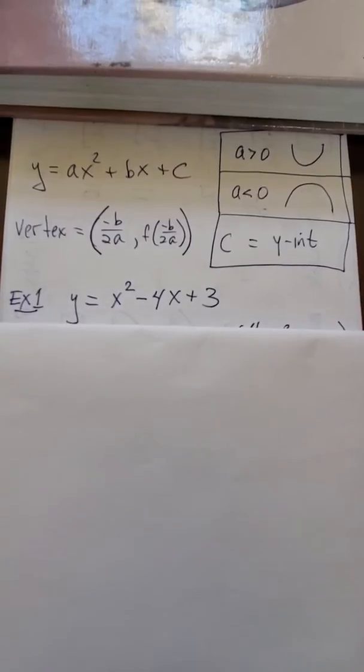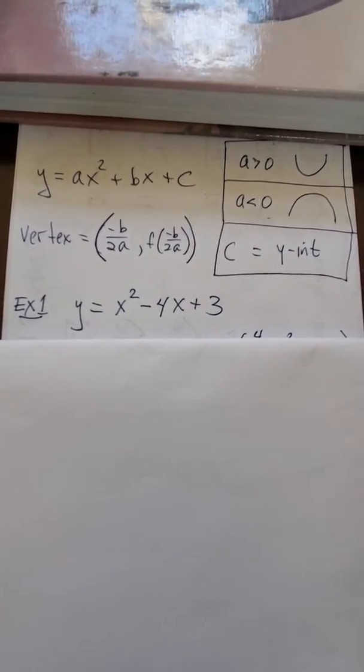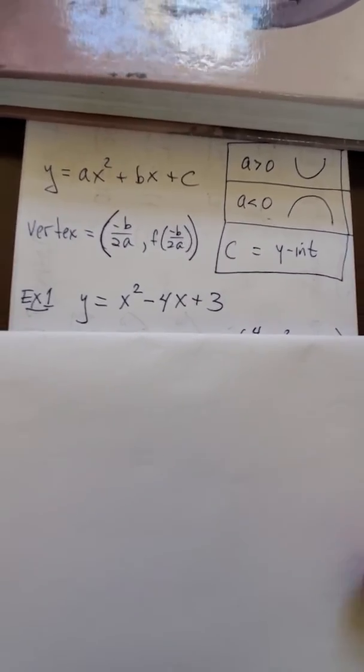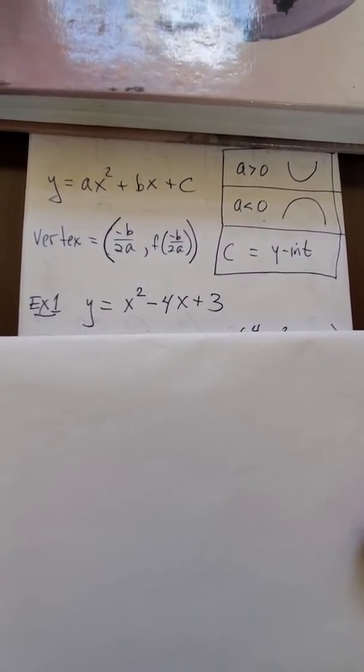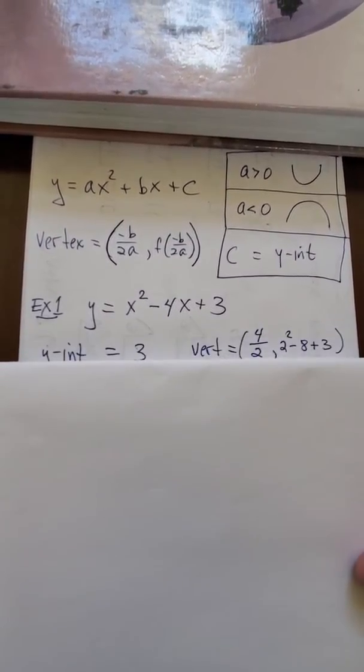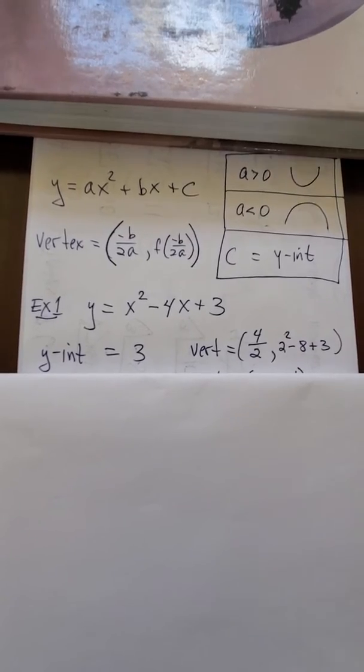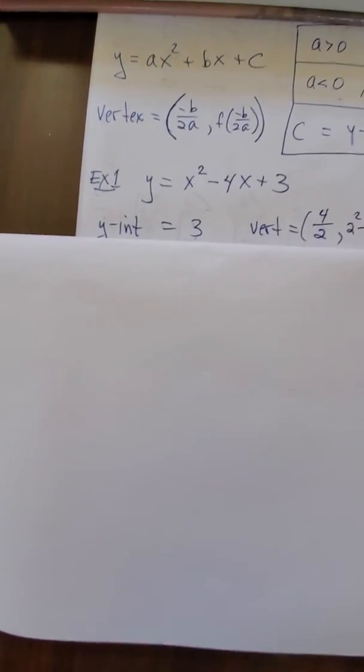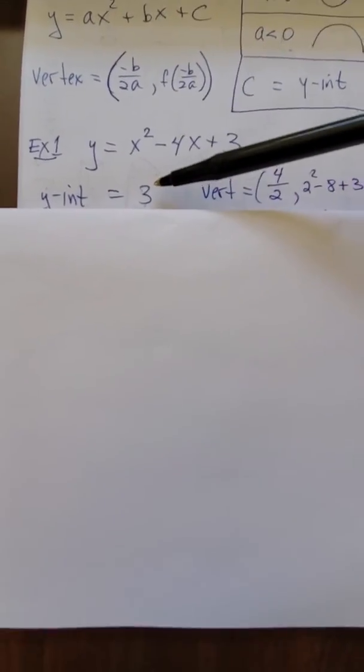Example number 1. y equals x squared minus 4x plus 3. That's a quadratic function, and we want to graph the parabola. So the y-intercept is going to be 3. Where am I getting that from? From the 3 right there.